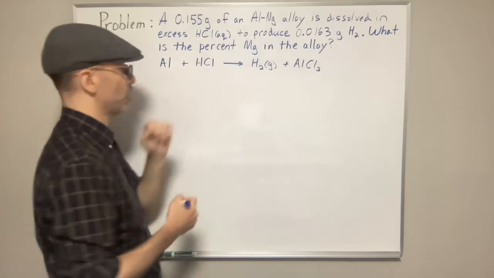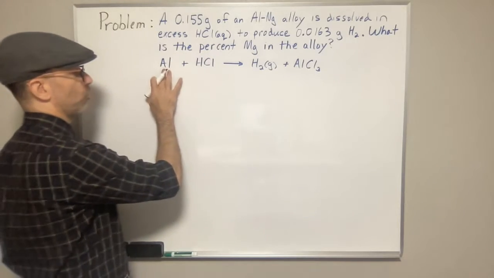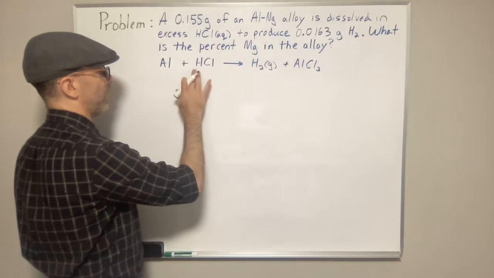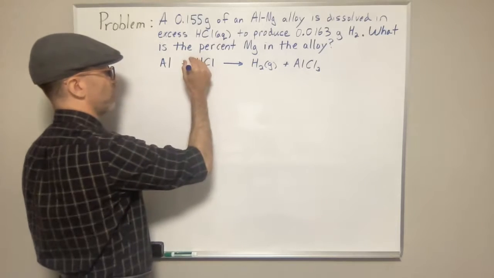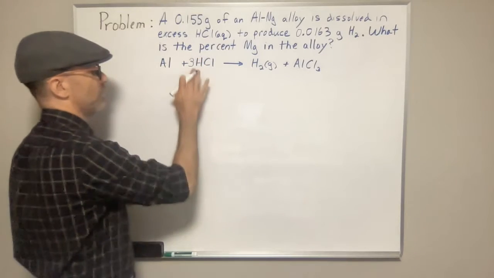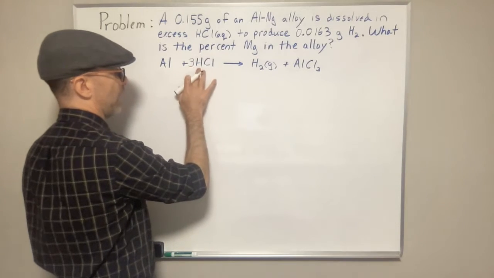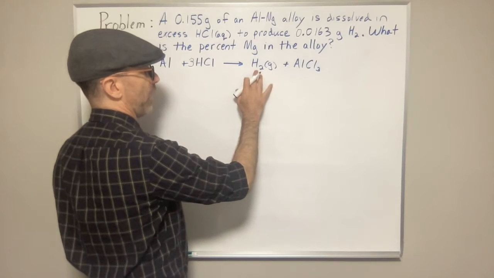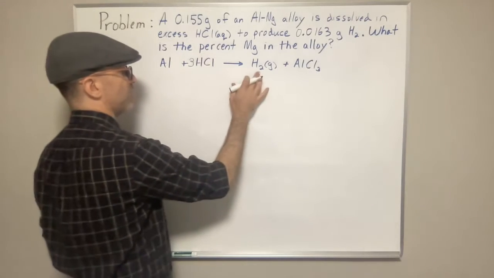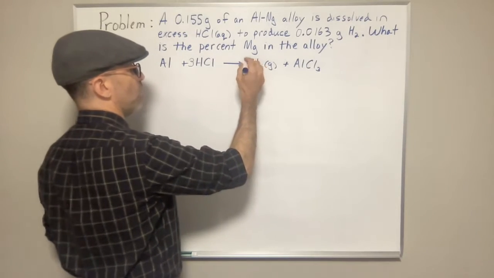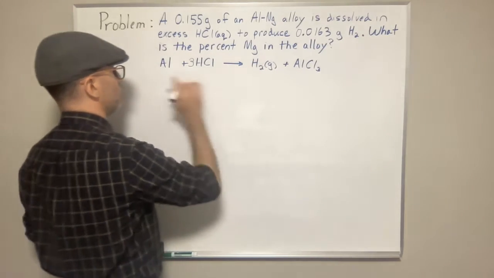And so we want to make sure we're balancing this reaction. So we have one aluminum, and we have one chlorine, but we have 3 chlorines here, so we want a 3 there. So we have 3 HCl, and now we have 3 hydrogens here, and we only have 2 hydrogens here. So if we want 3 hydrogens on this side, then we're going to need to have 1.5. So if we have 1.5, then we've got to multiply everything by 2.